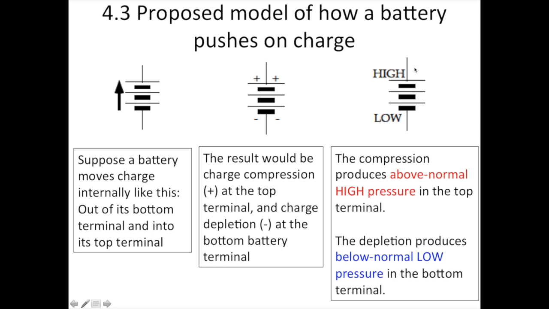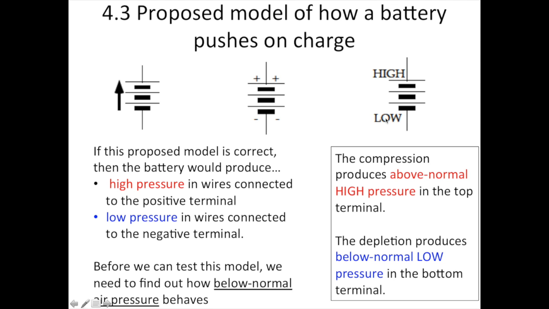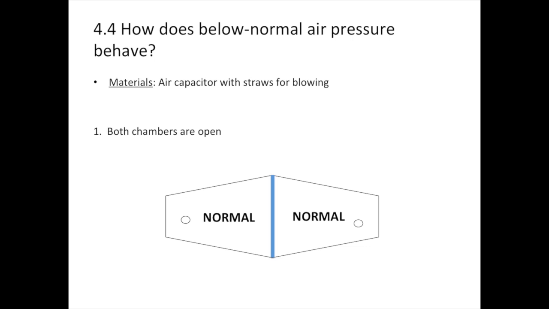And so we've labeled the positive terminal of the battery high pressure. We've labeled the negative terminal of the battery a low pressure region. If this proposed model is correct, then the battery would produce high pressure in wires connected to the positive terminal, and it would produce low pressure in wires connected to the negative terminal. Before we can test this model, however, we need to find out how below normal air pressure behaves. So 4.4, how does below normal air pressure behave?